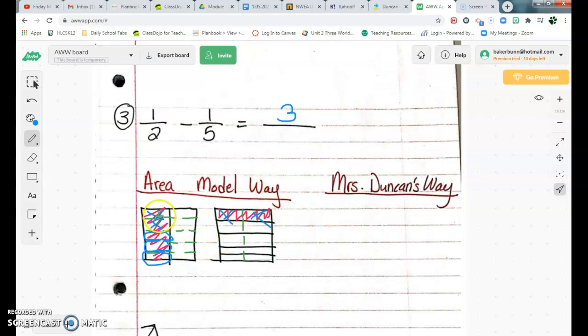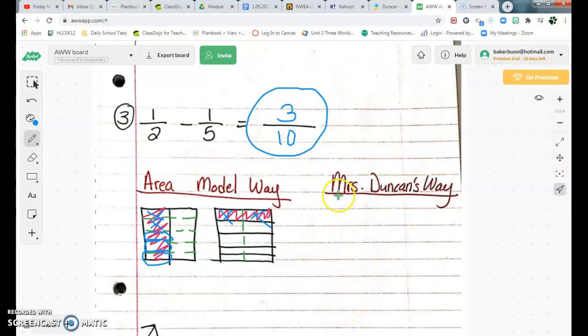And my denominator is going to be how many boxes are in each one of these overall models. 1, 2, 3, 4, 5, 6, 7, 8, 9, 10. So I've got 10 right there. So my answer is 3/10.